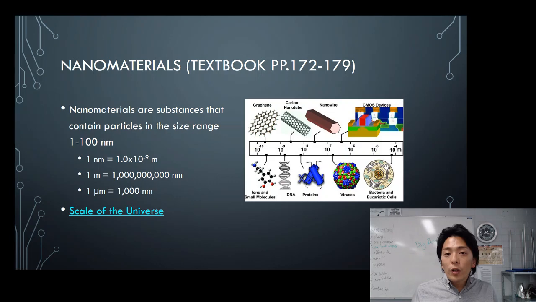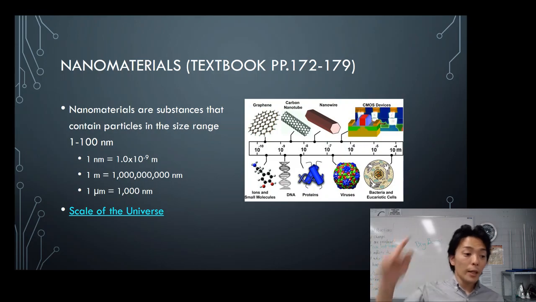Micro is another word that you'd hear. 1 micrometer means there are 1,000 nanometers. So 3 fewer zeros either way. But what I would like you to know is the scale of a nanometer, like what you see in the diagram above here.